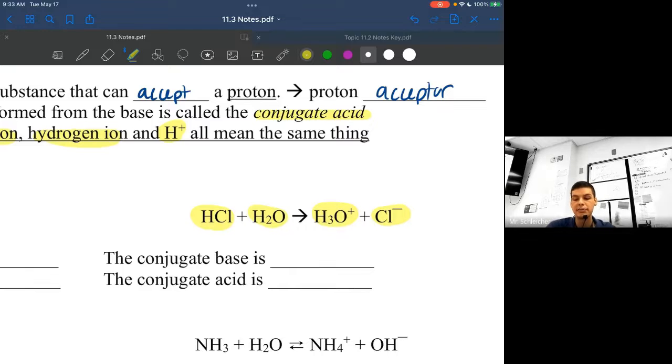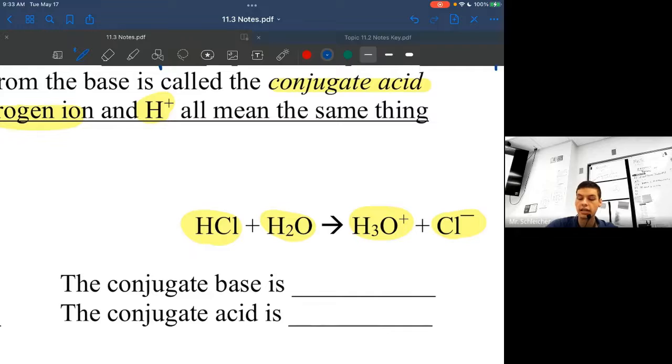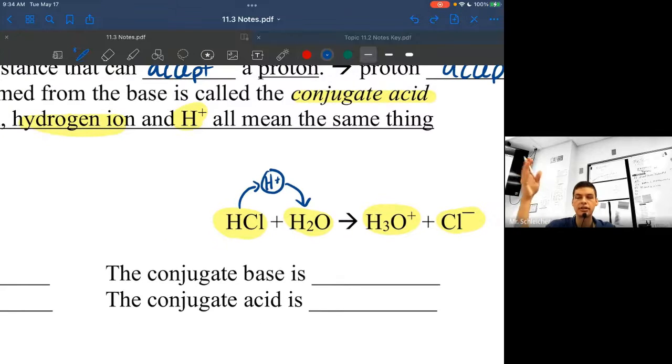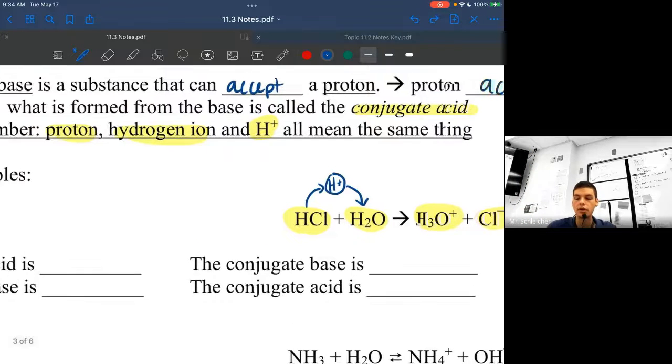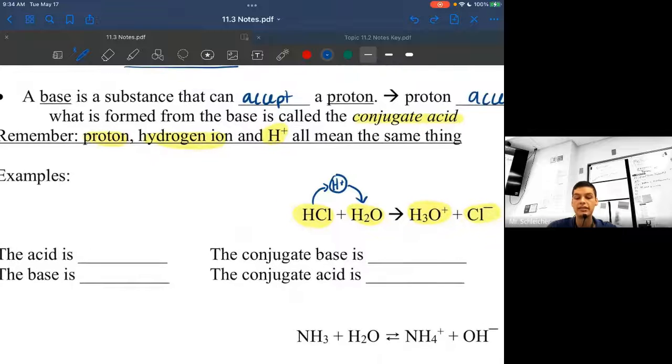So what I'm thinking happens is that HCl seems to give a proton or an H plus to H2O. And now it seems like HCl became this Cl minus, and it seems like H2O became this H3O plus. Okay, so if HCl gives away a proton and H2O seems to accept a proton, what is the acid here, according to Bronsted-Lowry? HCl or H2O?